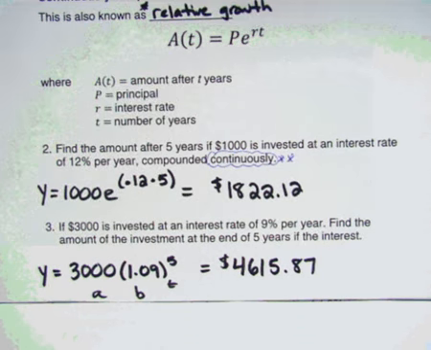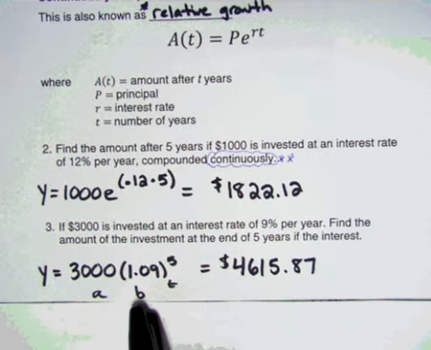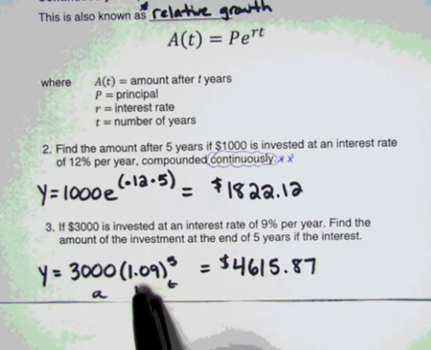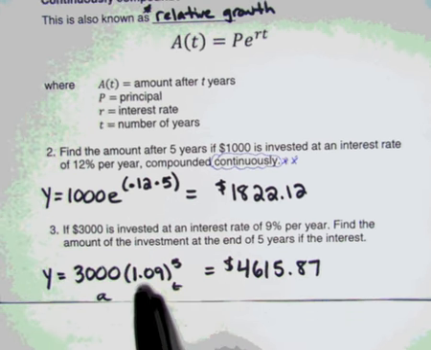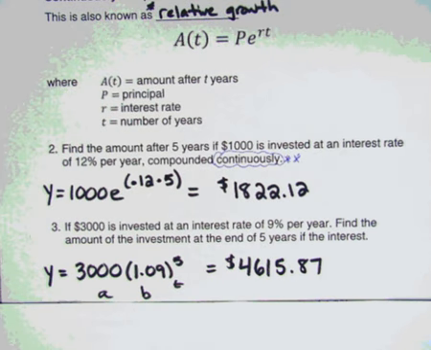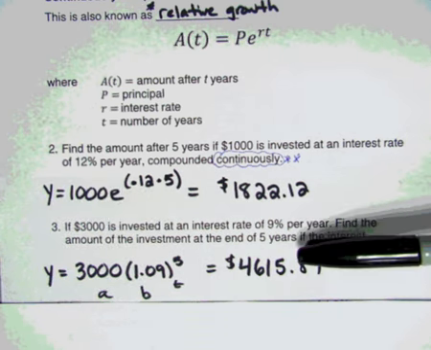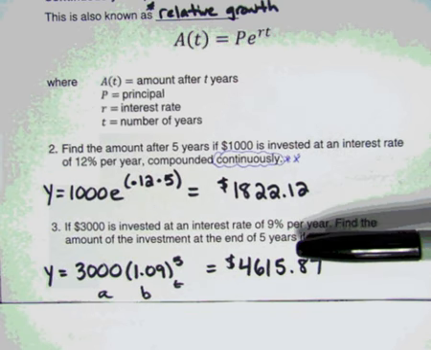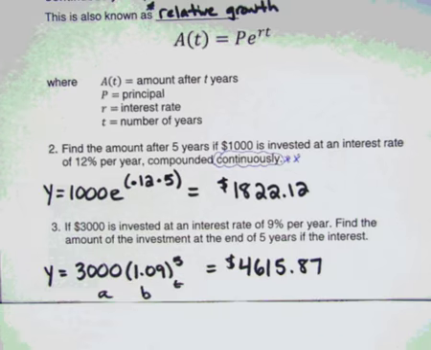Now, you also have to be careful with AB to the T, because remember, since the letter B is not your rate, you have to add 100%. So 100% and 9% is 109%, which I converted to decimal, 1.09, raised to the fifth power, which is $4,615.87. So keywords are huge, because both number 2 and 3 have a percentage. One of them has a keyword, one of them doesn't. So you've got to make sure you're looking for keywords so that you're using the correct formula.